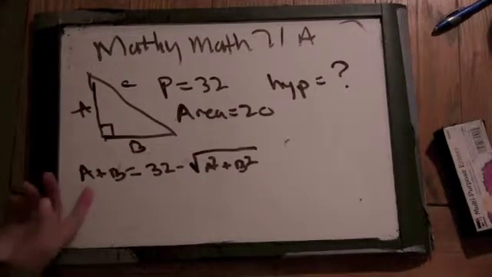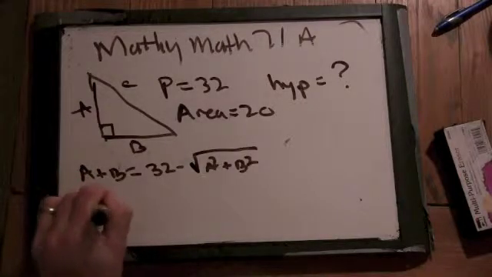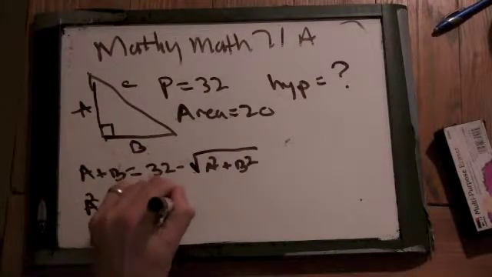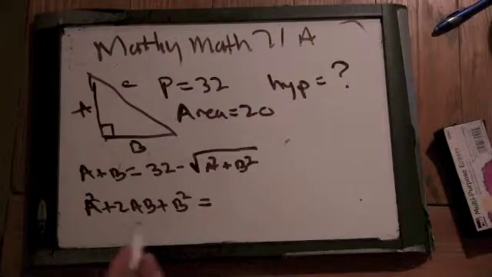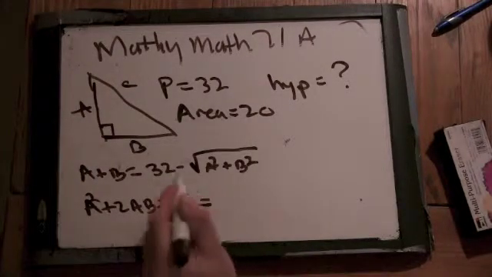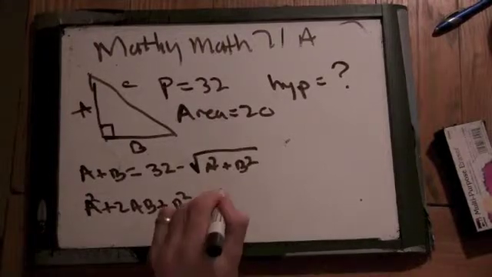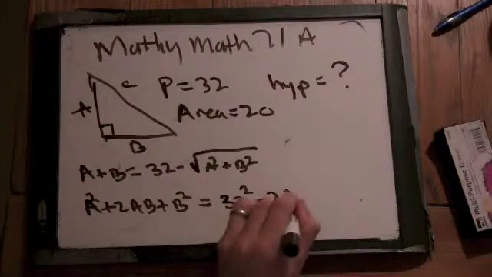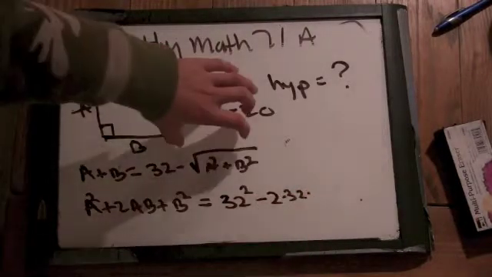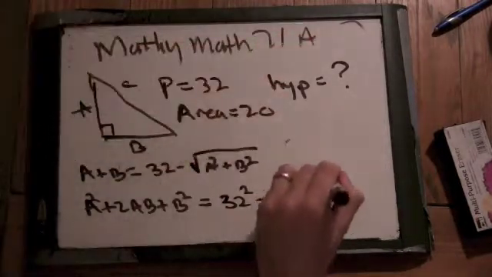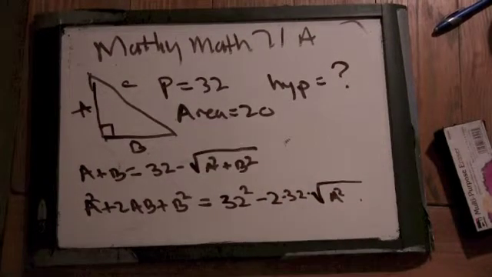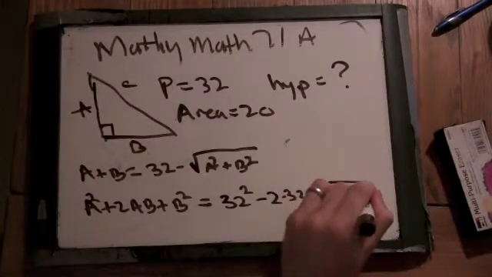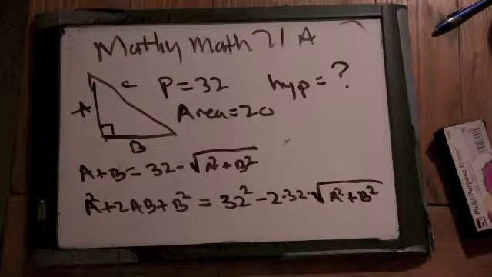On this side, you get A squared plus 2AB plus B squared. Can you just check and make sure that's on camera? Okay. What do I get when I square this side? So it's 32 squared minus 2 times 32 times the square root of A squared plus B squared. And then the last term would be this squared. So that would be A squared plus B squared.